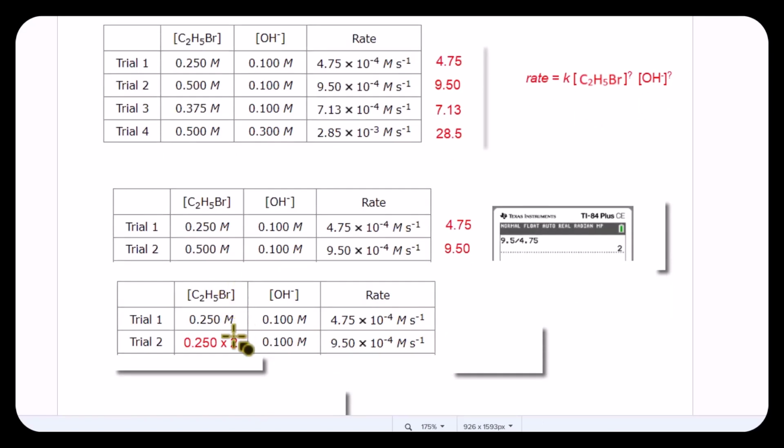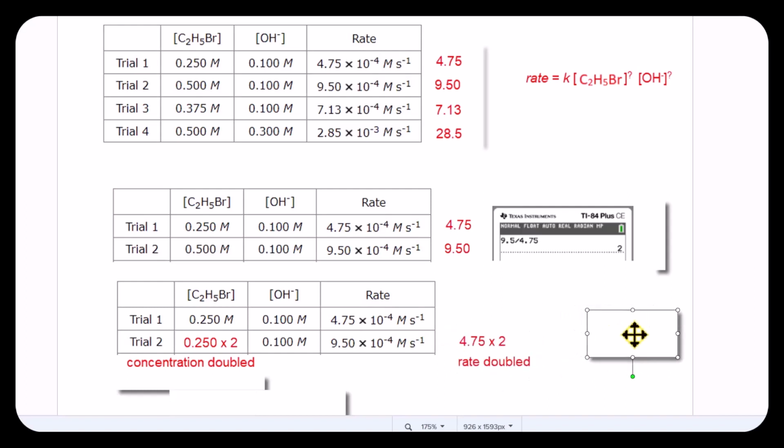So the concentration of the bromoethane, while the hydroxide is constant, is doubled. The rate doubles. So we can say when the concentration is doubled, then the rate doubles. 4.75 times 2 is 9.5. The two are locked in place by the power of 1. If you triple the bromoethane, you triple the rate. If you cut the bromoethane concentration in half, you would cut the rate in half.